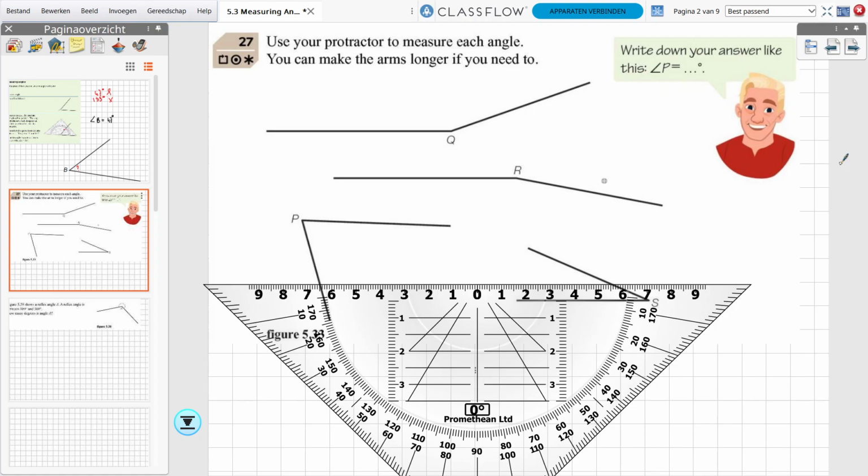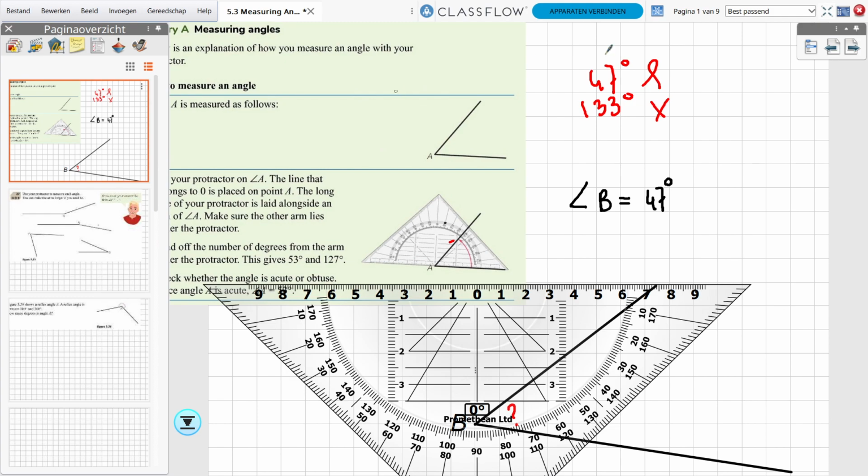Hey everyone, let's say you find this measuring thing still quite difficult. Then you're now at the right place. We're going to take a look at how we can measure angles, and we're going to use exercise 27 for that. Again, if you find this difficult, take a good look at the steps they ask you to take, right?